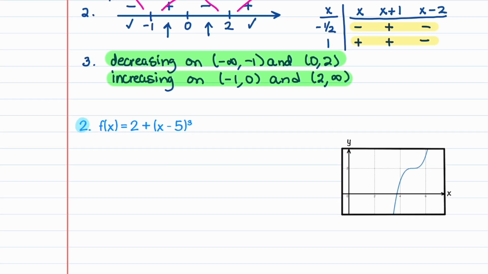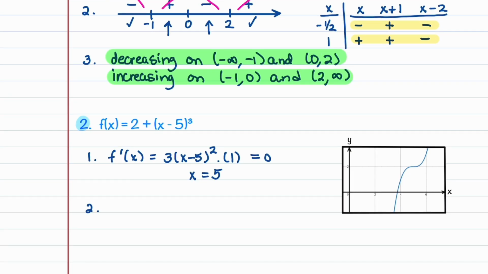Now let's look at our second example. We're given the function f of x is equal to 2 plus the quantity x minus 5 cubed. Just like we did with our first example, we are going to start by taking the derivative. We have f prime of x is equal to 3 times x minus 5 squared, and then the derivative of what's inside is just 1. And we set that equal to 0, and we get a value x is equal to 5.